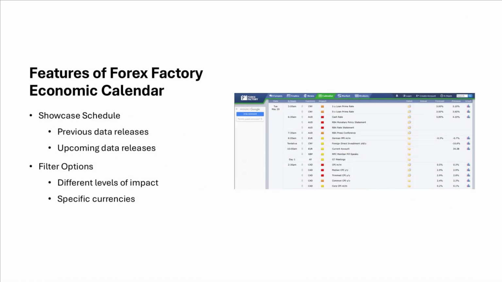Aside from showcasing the schedule for previous and upcoming data releases, this tool allows you to filter by different levels of impact and the specific currencies you want to focus on.